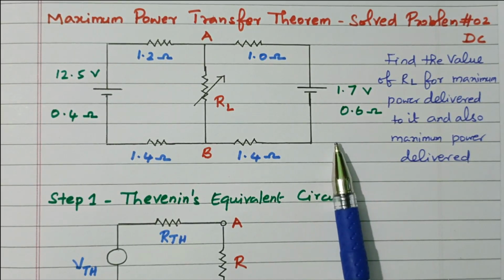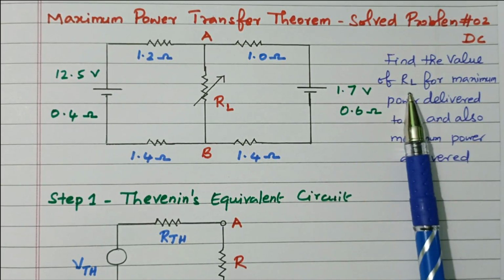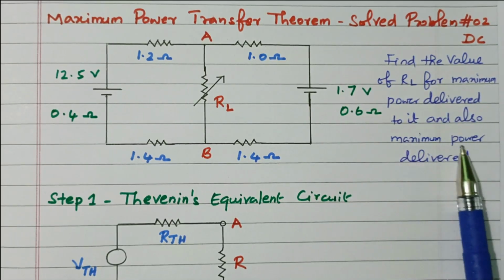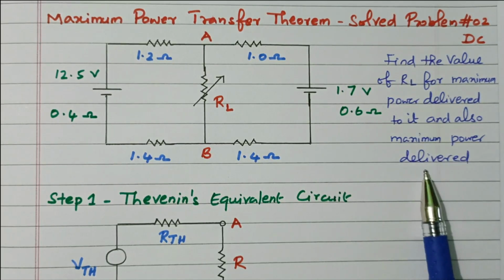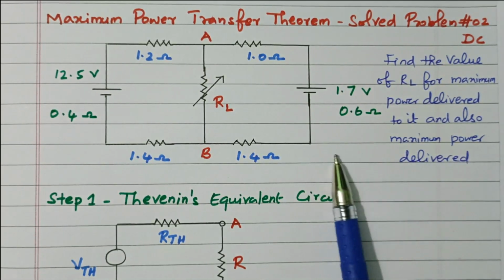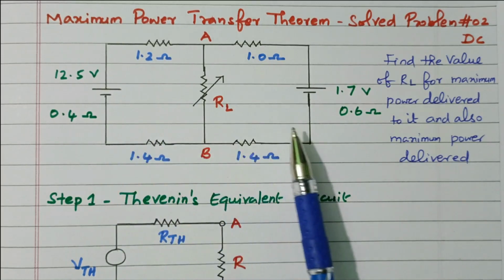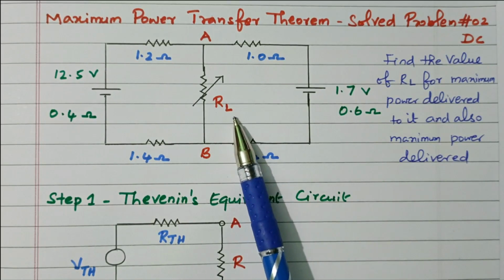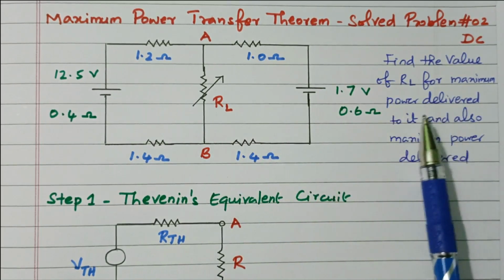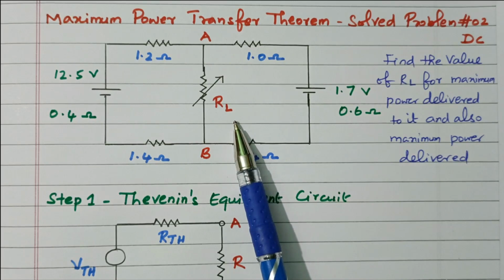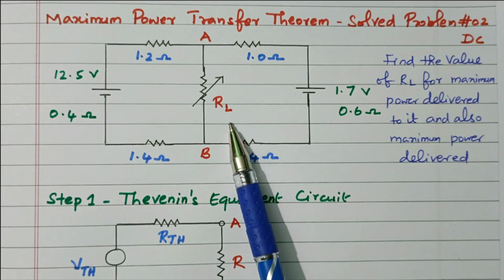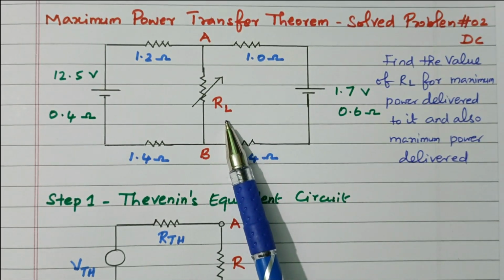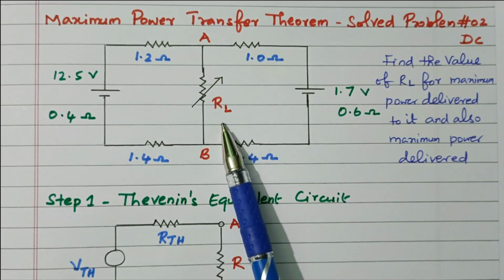Now we'll go to the topic. Find the value of RL for maximum power delivered to it and also the maximum power delivered value. The circuit is given. In this, we need to find the RL value, the load resistance. The condition given is that maximum power is delivered to the load, and we also need the value of the maximum power delivered to the load. We need to find two values, this RL value as well as the maximum power delivered to the RL.